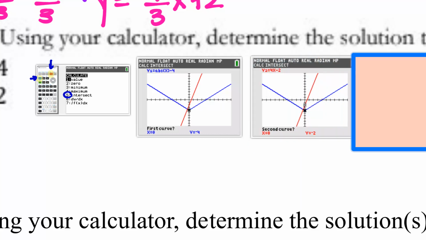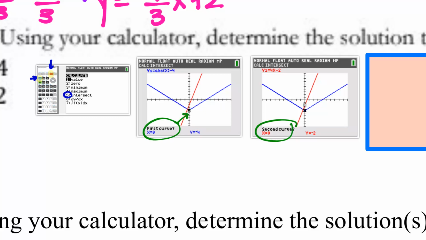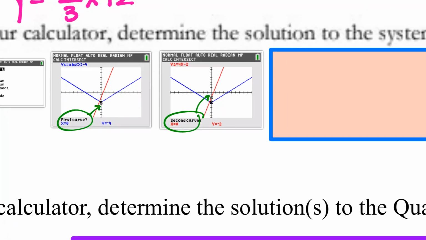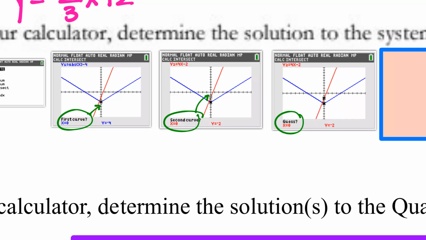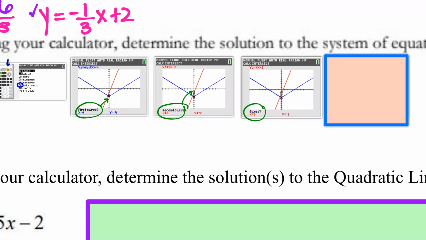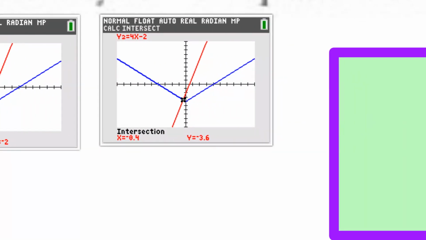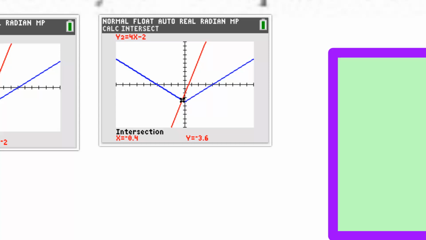What's your second guess or your second curve, right? That blinking dot should move each time to the first line and then the second line. And then last but not least, they want to know, okay, what's your guess? Doesn't matter. Hit enter. And again, it's going to give you your point of intersection. Okay, this is your solution down here, and it shows exactly where they cross.